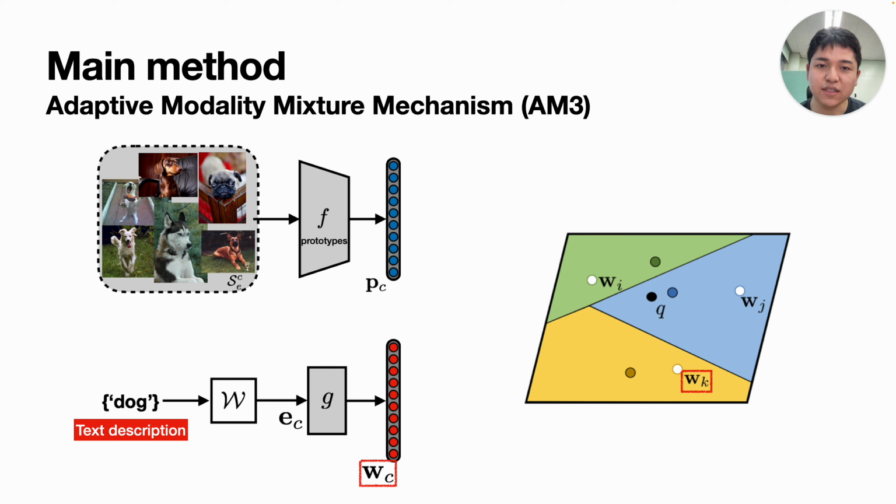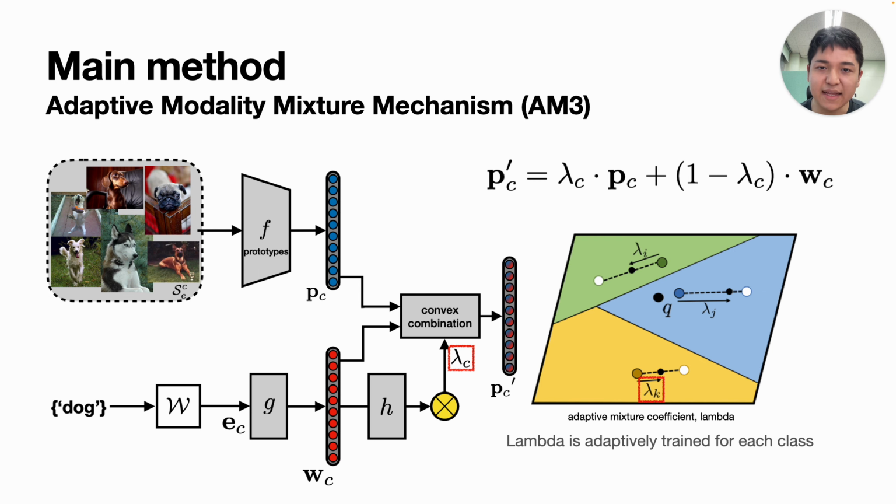Then the model changes the text description for each class into word embedding and transforms it into the same dimension as image embedding. We call word embedding as W here. Then it combines them with the adaptive mixture coefficient lambda. The lambda is adaptively trained for each class.